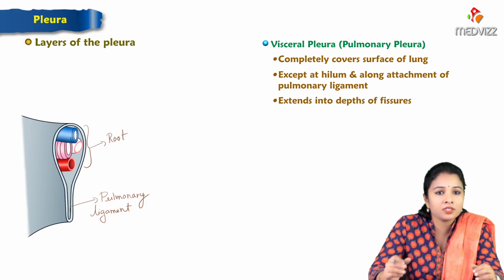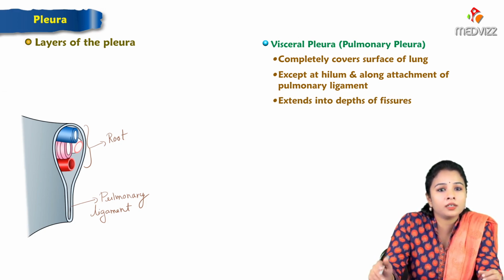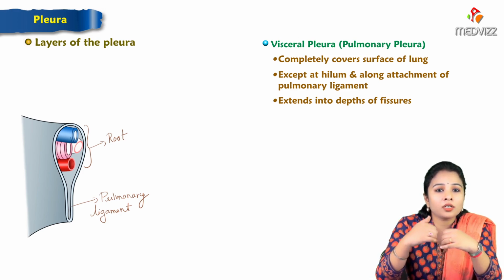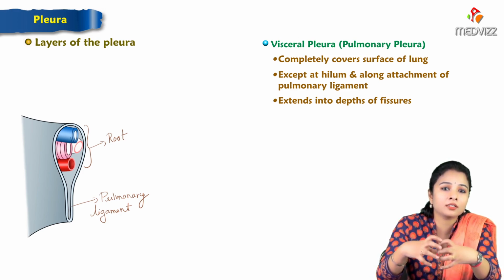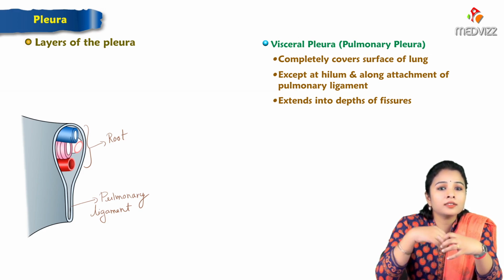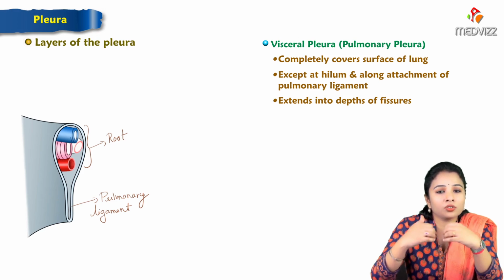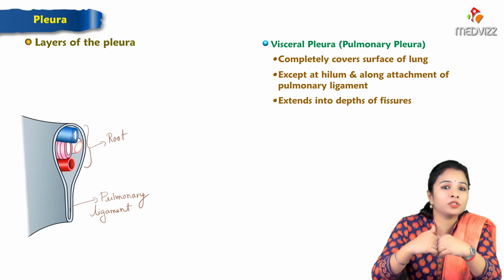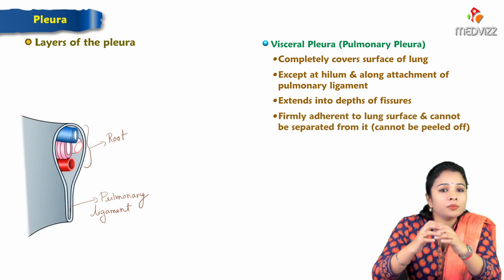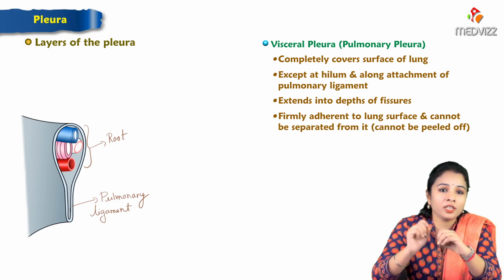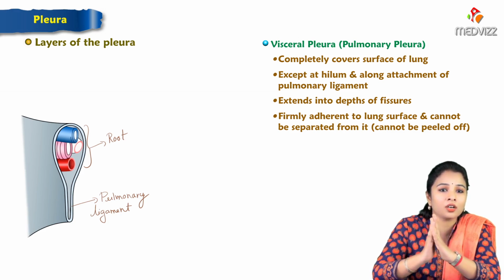If we see the visceral layer, it is along with the lungs, and the lungs have fissures which divide the lungs into lobes, and this visceral layer invests along the fissures. So it is along the depths of the fissures of the lungs, and it is firmly adherent to the lung surface and cannot be separated from it, that is, it cannot be peeled off easily. It is always attached to the lung.